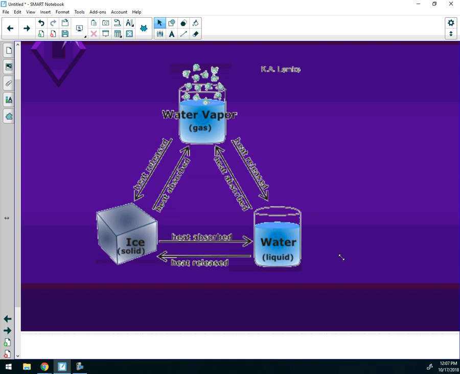Now, if we use all four phases, what would be the highest energy state? What's higher than gas? Plasma, because plasma is charged gas. But for our purposes, we would go solid, liquid, and then gas. So if you're going from a lower energy state to a higher energy state, then energy is going to be absorbed. If you're going from a high energy state to a lower energy state, energy is going to be released. Yes? Okay.